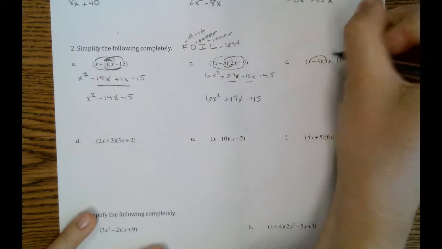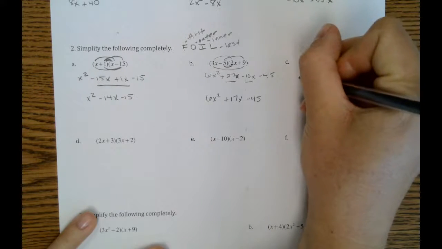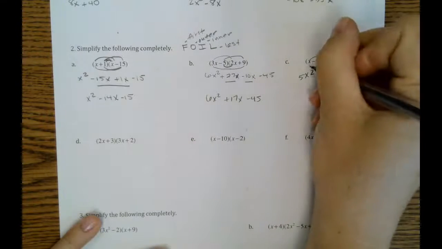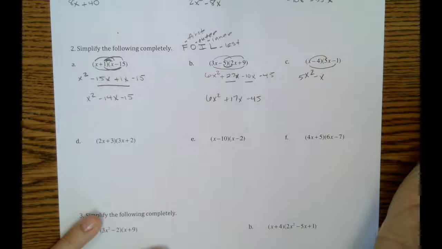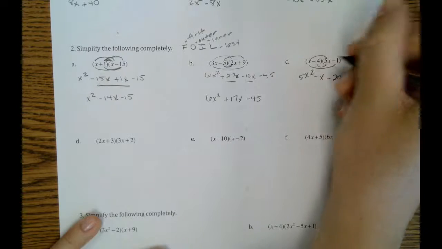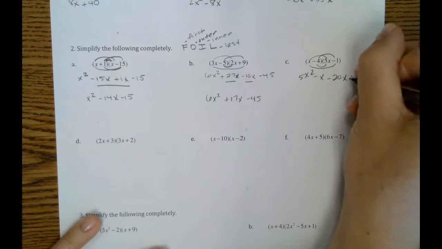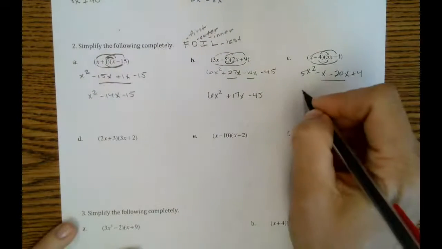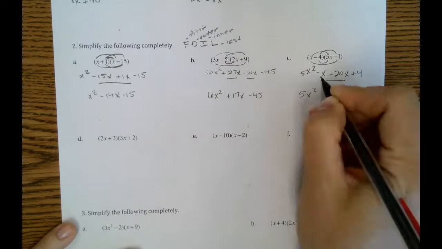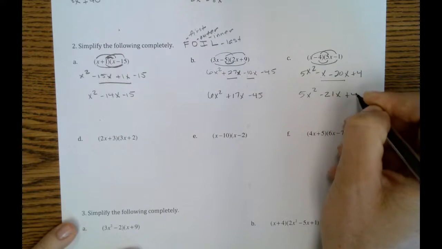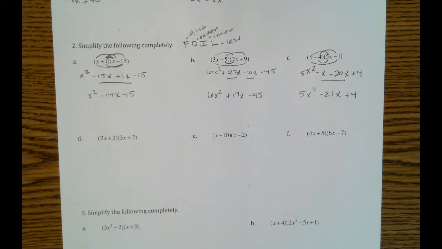Okay, first times first will be 5x squared. Outer, negative 1x. Inner, negative 20x. And then last, negative 4 times negative 1 is positive 4. Again, we have middle terms that we can combine. So negative 1x minus 20x is negative 21x. We still keep our plus 4.